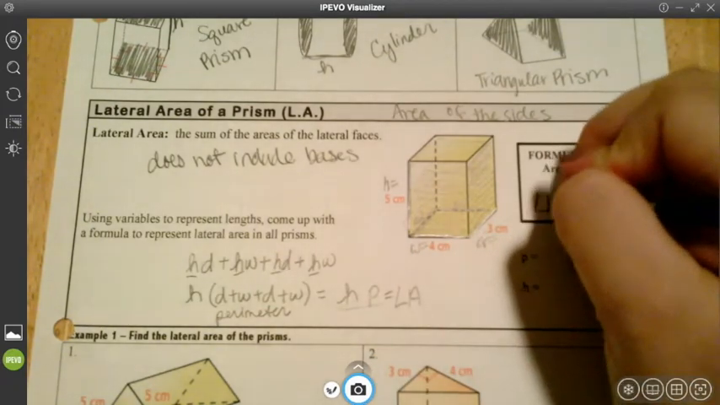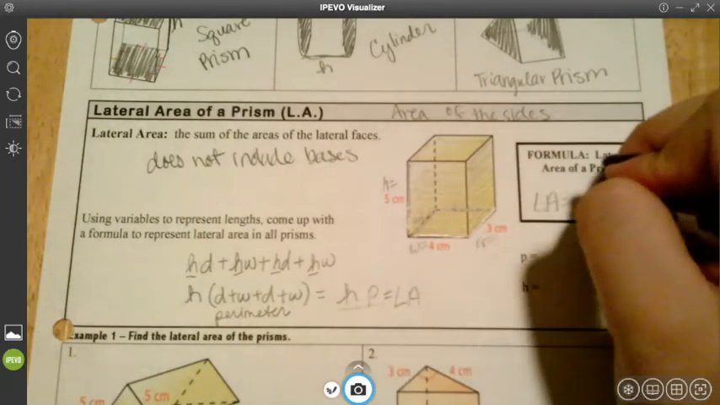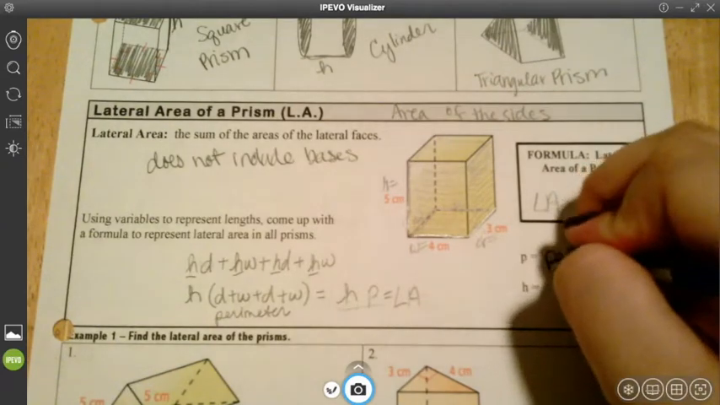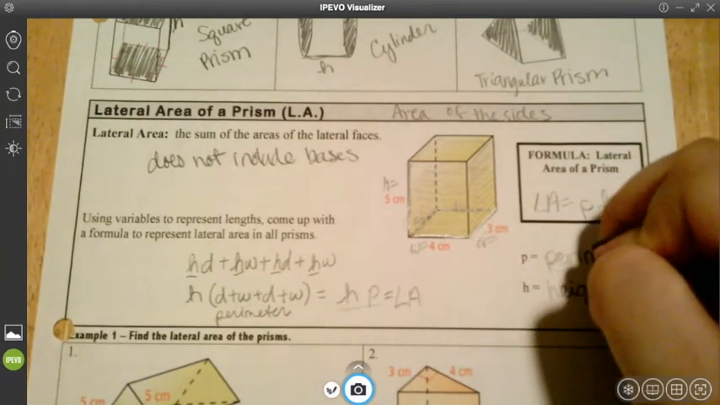So lateral area equals the height times the perimeter. Usually we do perimeter first, perimeter times height. But because it's multiplication, it doesn't matter which order you write it in. Where P is perimeter and H is height.